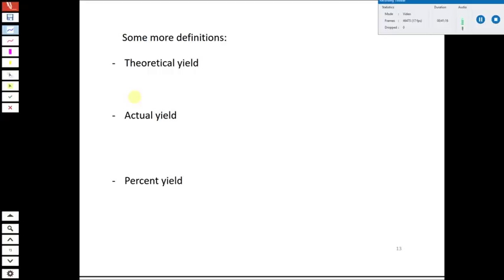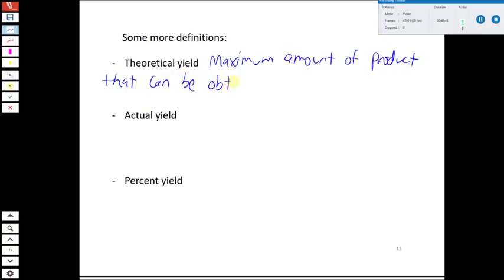So it's an experimental quantity that compares how much product you actually make in the lab to how much you should be able to make based on the amounts of reactants you use. There are 2 things that go into this: theoretical yield and actual yield. Theoretical yield is the maximum amount of a product that can form, or that can be attained, I guess is a better way to put it, if all of the limiting reactant is consumed.